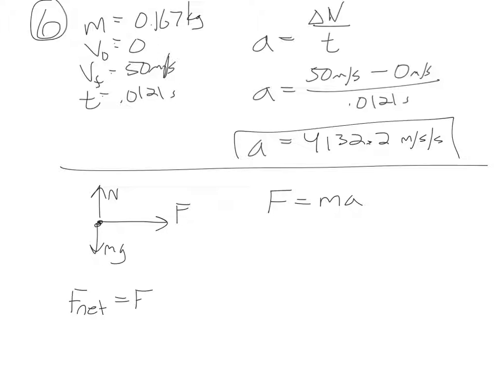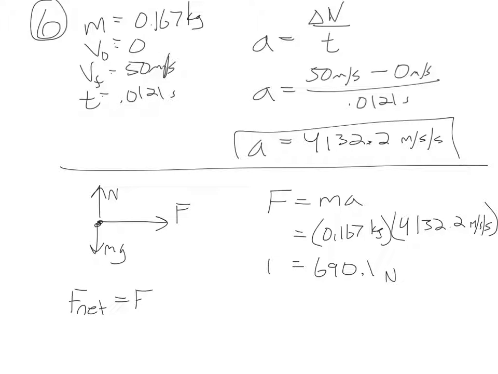My net force is that force applied. So my mass was 0.167 kilograms. My acceleration was 4,132.2 meters per second. And if I still have that full number in my calculator, I want to keep that in there so I don't have to round in the middle of a problem. I do have that still in there, so I'm going to multiply by 0.167, and that gives me 690.1, we'll say, in newtons. That's the force applied to accelerate that puck up to that speed.